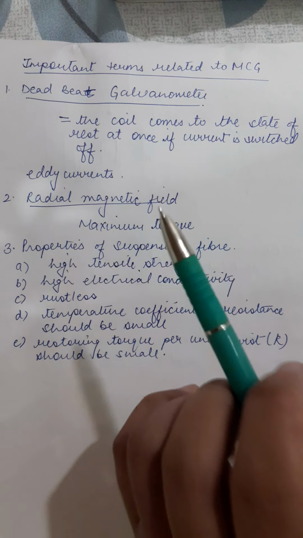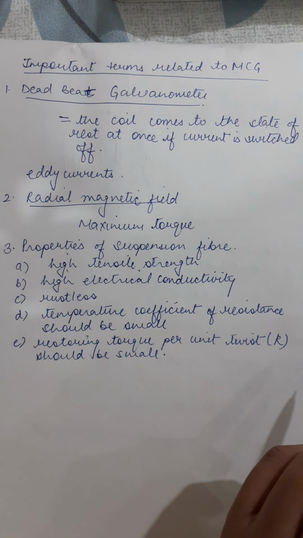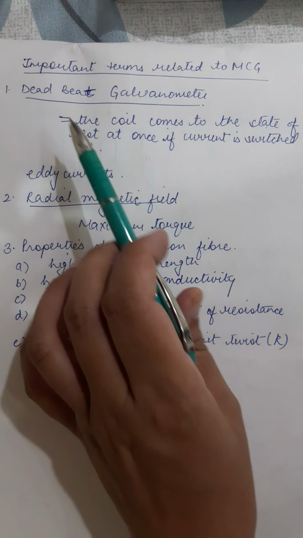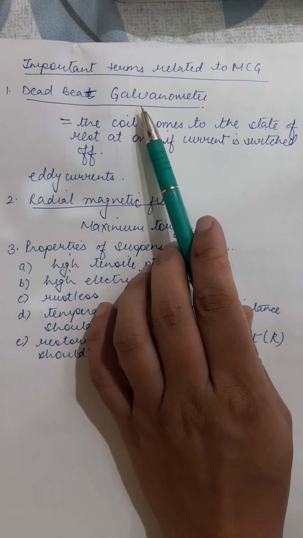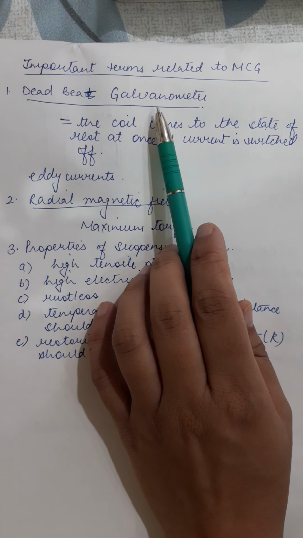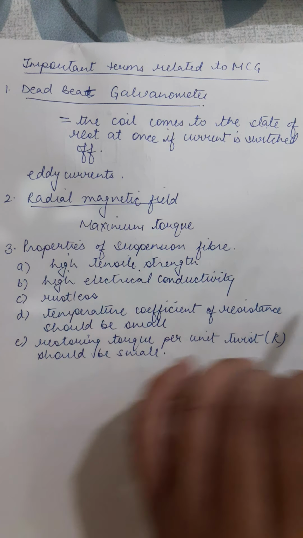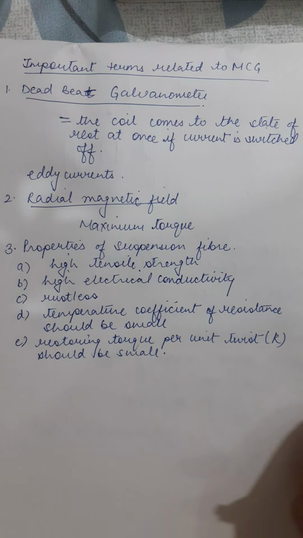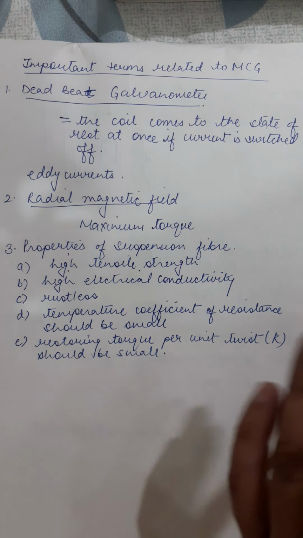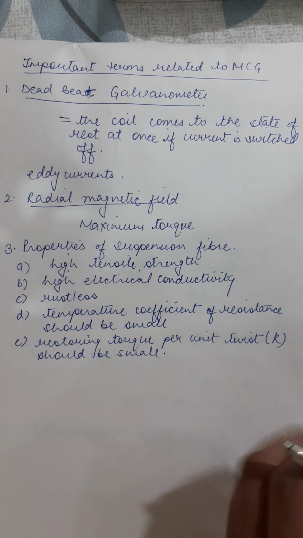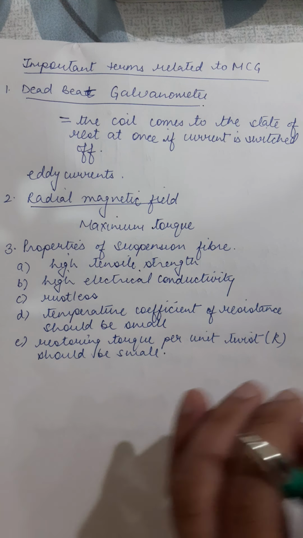Now we are going to discuss some important terms which are related to moving coil galvanometer. The first one is deadbeat galvanometer. It is a special type of galvanometer in which the coil in the deflected state comes to rest at once after the passage of current through it, and it attains its initial position of rest if the current is switched off. It means that the deflection can be noted in no time.